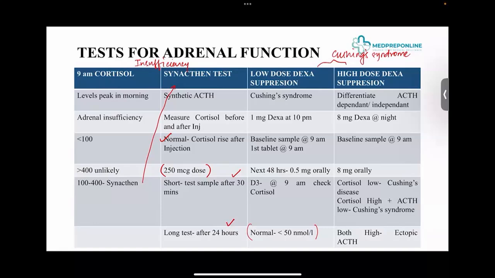But when given a choice in your SPA to pick for one test that is used for Cushing's syndrome, you will go for low dose DEXA suppression test.